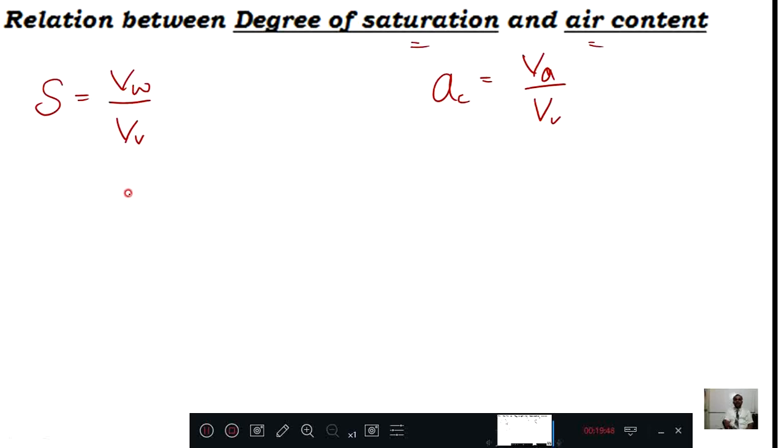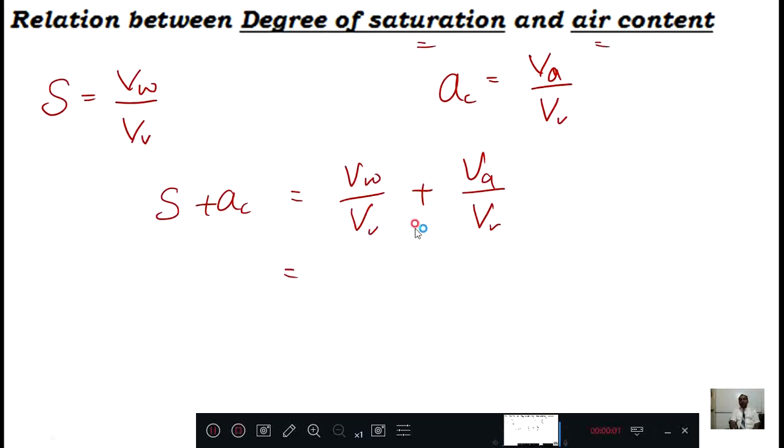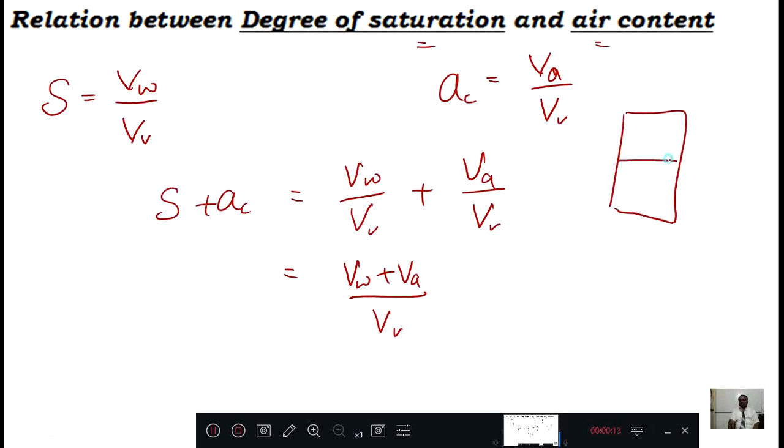Don't divide, I will just add them. What happens? S plus AC, if I add, then Vw divided by Vv plus Va divided by Vv. Now see, the denominators are same, therefore numerators can be added: Vw plus Va divided by Vv. Just observe this equation very carefully, you will get something very interesting. This is the solids, this is the volume of water and this is the volume of air, and volume of air plus volume of water is nothing but volume of voids.